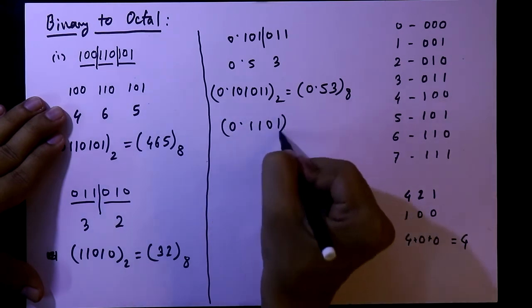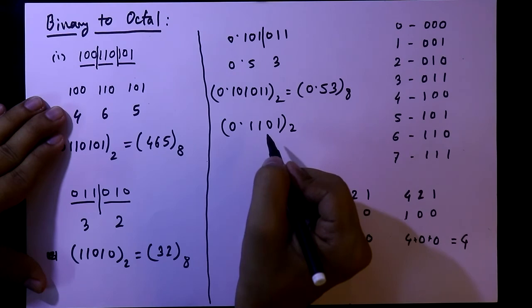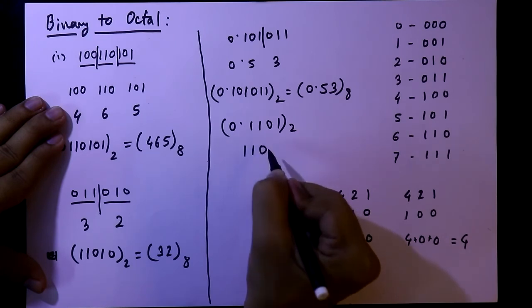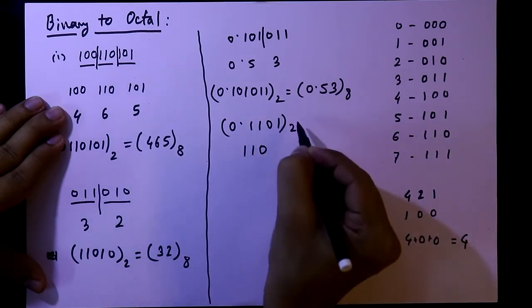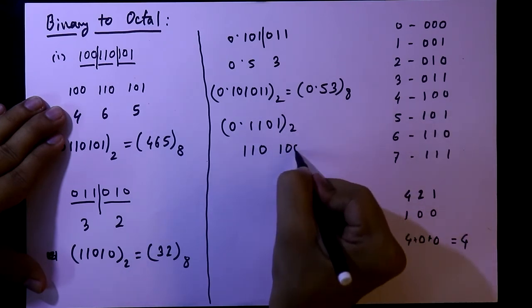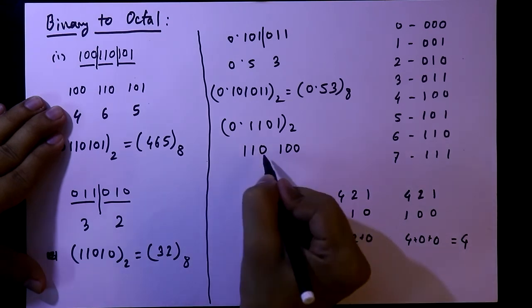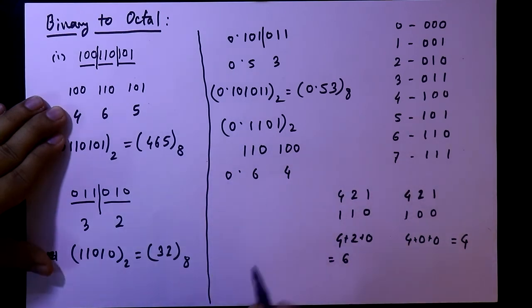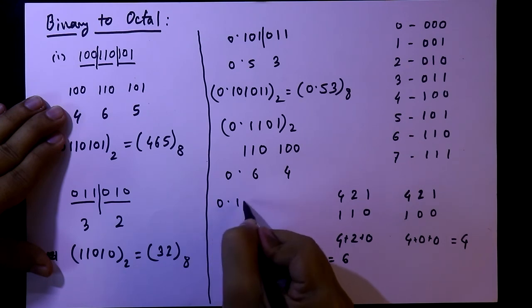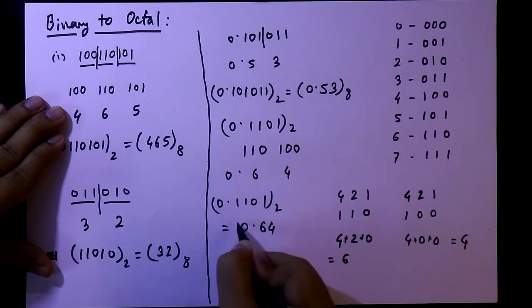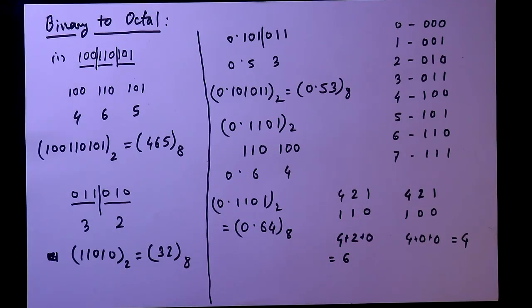Let's say you have a number like 0.1101, it is in binary. Now you have to group it from left to right, that is 110, and after this one you do not have any bits, so putting the 1, and after you have to add 2 zeros. So 110 it is 6 and 100 it is 4. So 0.1101 in binary is equivalent to 0.64 in octal. So this is how you have to convert from binary number to octal number.